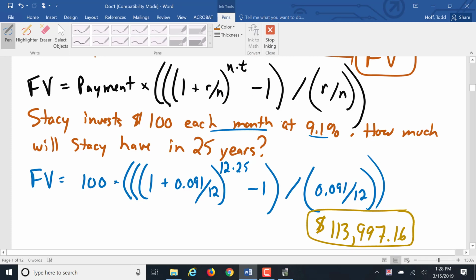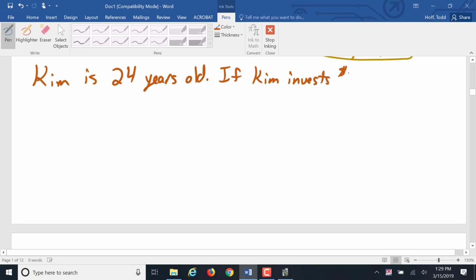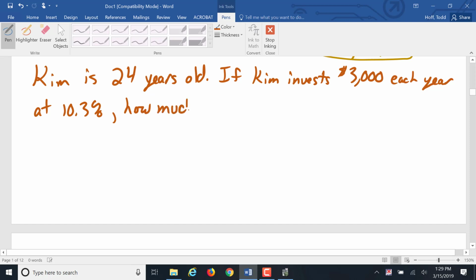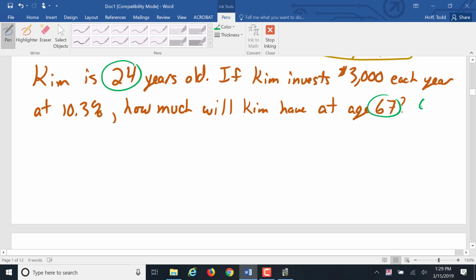Let's look at a similar example. Kim is 24 years old. If Kim invests $3,000 per year, each year, at 10.3% interest, how much will Kim have at age 67? So our first thing here, from 24 to 67, we subtract that out, it's going to give us 43 years.